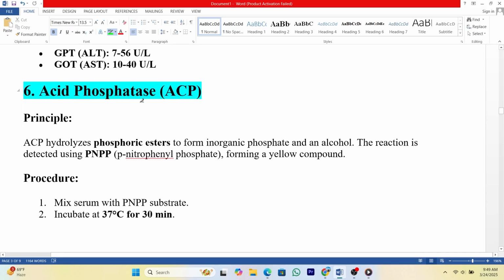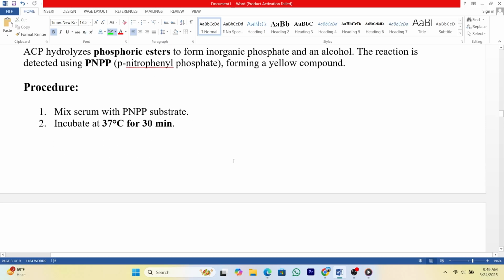6. Acid phosphatase, ACP. Principle. ACP hydrolyzes phosphoric esters to form inorganic phosphate and an alcohol. The reaction is detected using PNPP, p-nitrophenyl phosphate, forming a yellow compound.